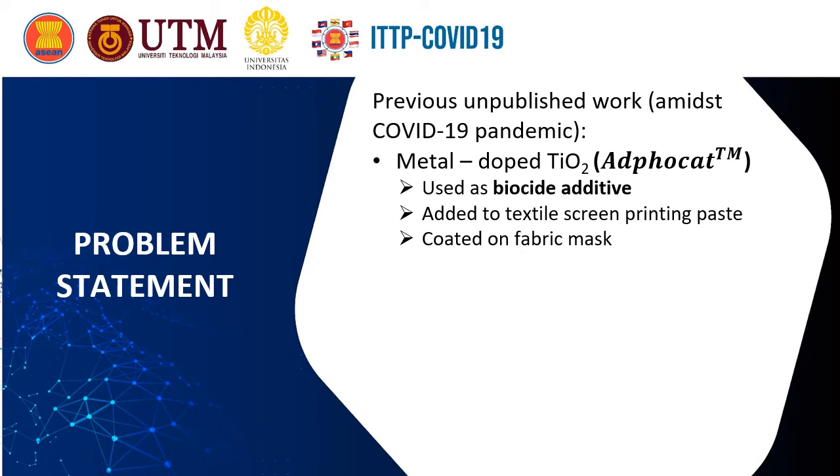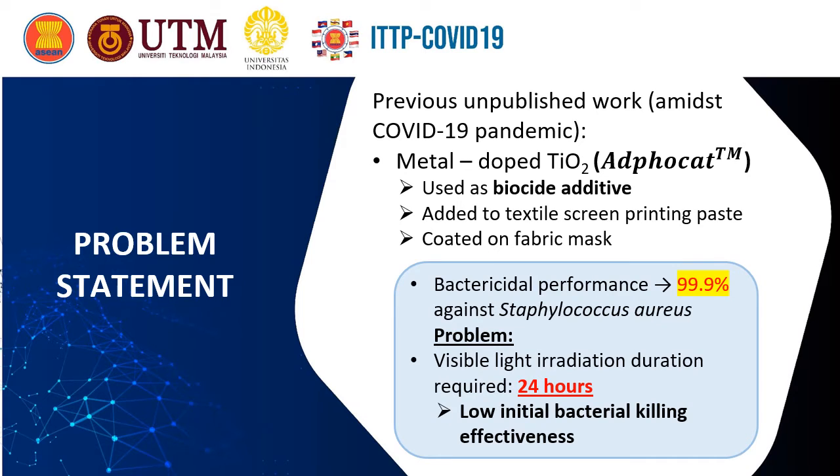Amidst the COVID-19 pandemic, CSC found and produced a metal doped titanium dioxide called FOCAT. This FOCAT was used as a biocide additive that was added into textile screen printing paste and coated on fabric masks. Studies had found that with this FOCAT, the bacterial killing efficiency can go up to 99.9% against Staphylococcus aureus in a 24-hour light radiation. However, there is still a problem with this FOCAT, where the initial bacterial killing efficiency was low.